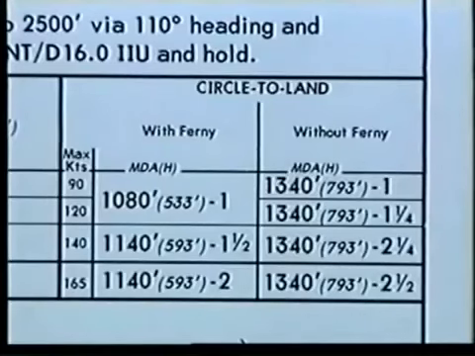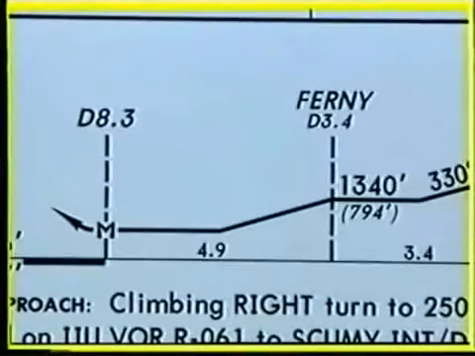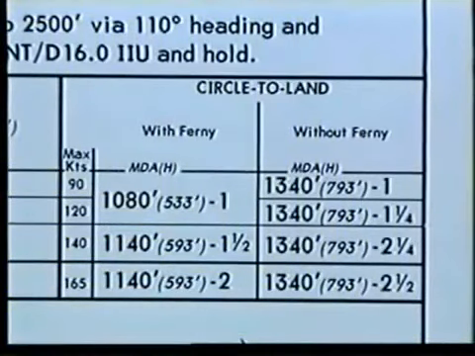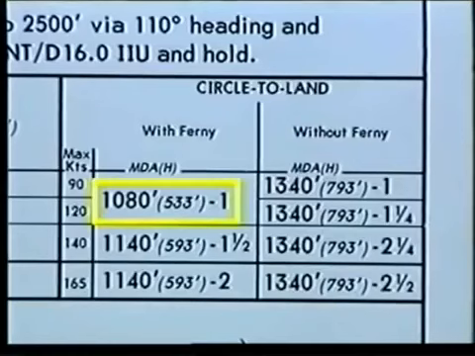Notice that there are different minimums for this approach, depending on whether or not you can identify Fernie intersection. Since Fernie is a step-down fix, once you have identified and crossed it, you can descend to the lower minimum altitude.